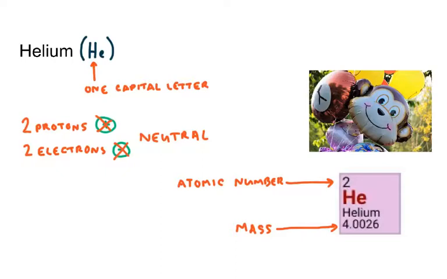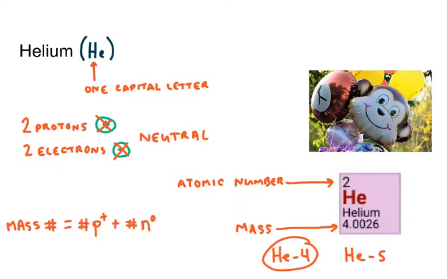Every element also has a mass. On the periodic table, the average atomic masses are given. Individual atoms have masses that are whole numbers. Helium could be helium with a mass of 4 or helium with a mass of 5. Since the average is 4.0026, that means most helium atoms are helium-4s. 4 is the mass number, and the mass number is always the number of protons plus the number of neutrons.